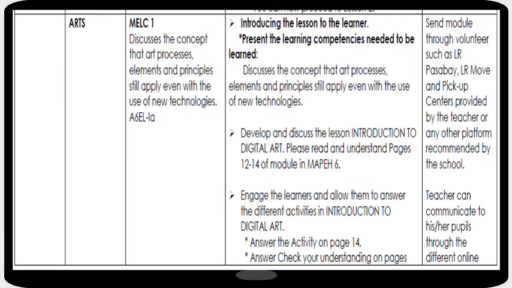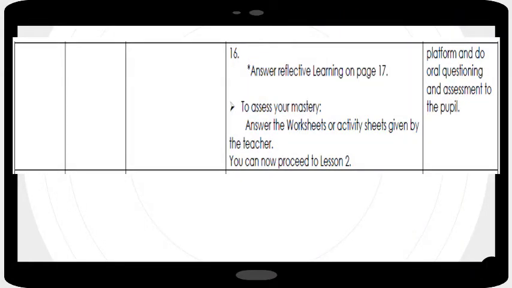Answer the activity on page 14 and check your understanding on page 16. Then answer reflective learning on page 17. Then to assess the mastery, answer the worksheets and activity sheets given by the teacher. So we can now proceed to the next lesson.